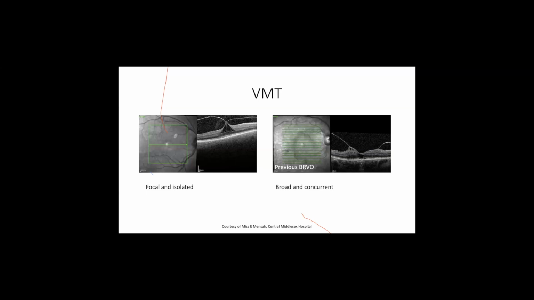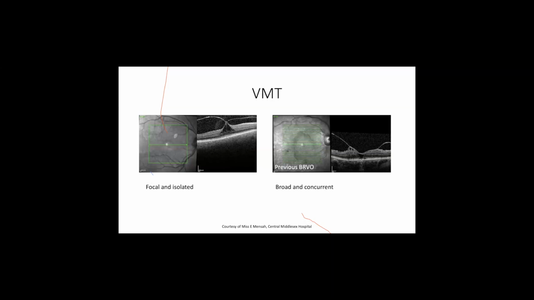If you do a Watzke-Allen, it will not be positive because there is no break through the ellipsoid zone. So the Watzke-Allen will be normal. Sometimes you see a little dimple or you see a change in the reflex of the fovea, and that might be the clue that you get.